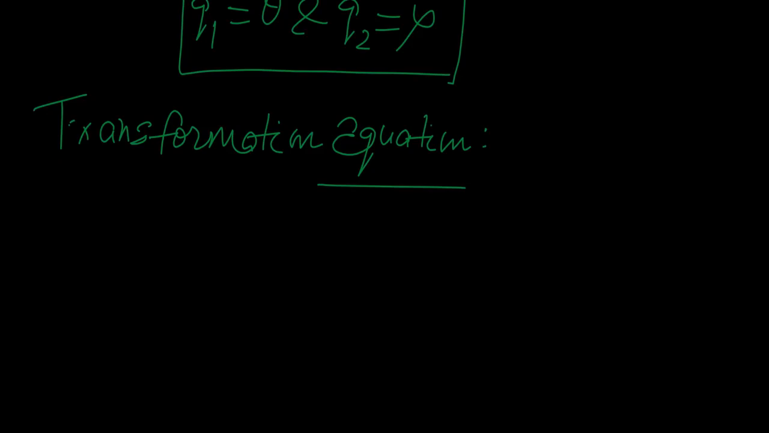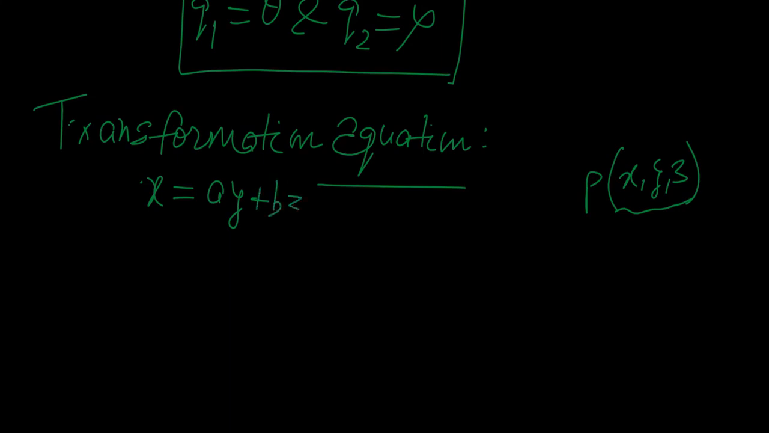Here we must remember that the coordinates of a point in any coordinate system, as we always say, are independent variables. When you say P is a point, and in Cartesian coordinates its coordinates are x, y, z, it means these x, y, z are completely independent from one another. It means you can't express x as ay plus bz. You can't write it.